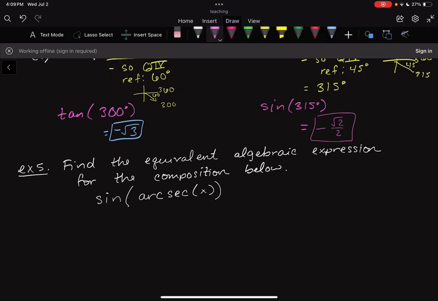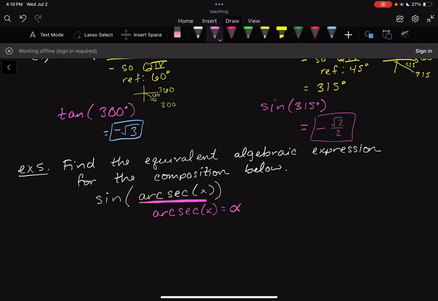So for this one, kind of interesting, you still start from the inside. The answer is not going to be a number. It's going to be an algebraic expression, so it's going to have x in it. So arc secant of x. Be careful of what that's telling you. Remember, arc secant of something is supposed to equal an angle. So I'm just going to say alpha. And I know that because all the inverses should equal an angle.